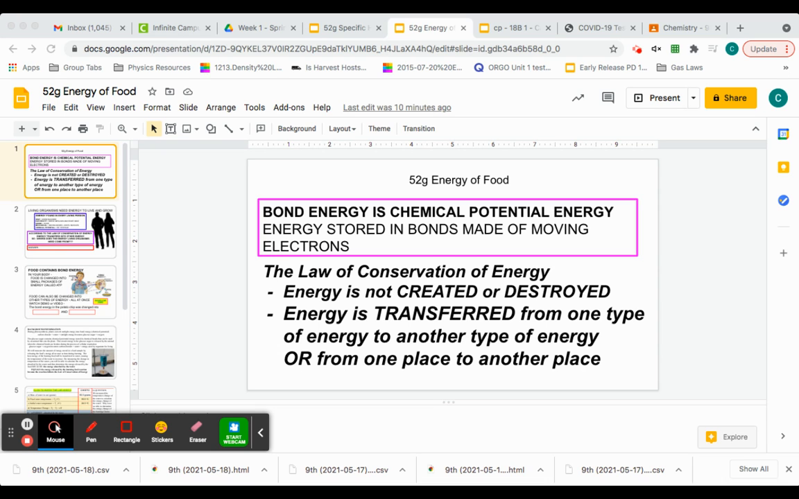Morning. This is 52G Energy of Food. So, a couple things to note here. Bond energy is chemical potential energy. Energy is stored in bonds and made of moving electrons.